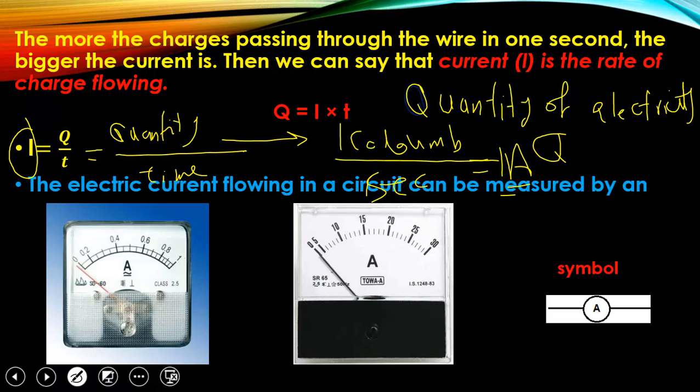This is the symbol of an ammeter. An ammeter is connected in the circuit in series connection. We connect an ammeter in the circuit in series.